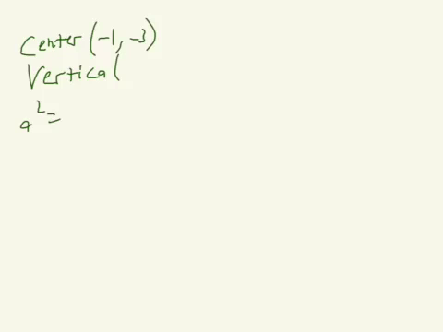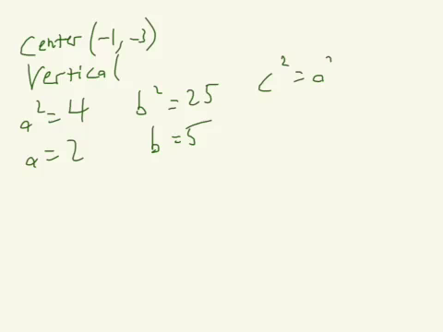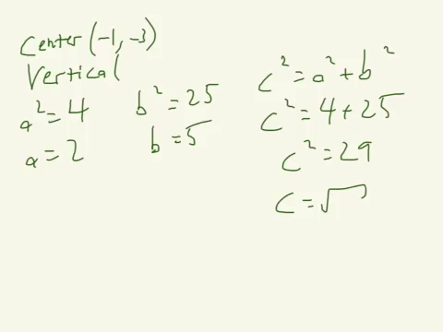And we know right away a squared is 4. The a with hyperbolas always comes first, therefore a is 2. B squared is 25, therefore b is 5. And to find c in hyperbolas, it's the biggest, right? So it gets to go by itself in the Pythagorean relationship. We don't know what c squared is, but a squared we know is 4. B squared we know is 25. So c squared is 29, therefore c is the square root of 29, which I don't have a calculator on me, but I think that's about 5.4, I'm going to guess.